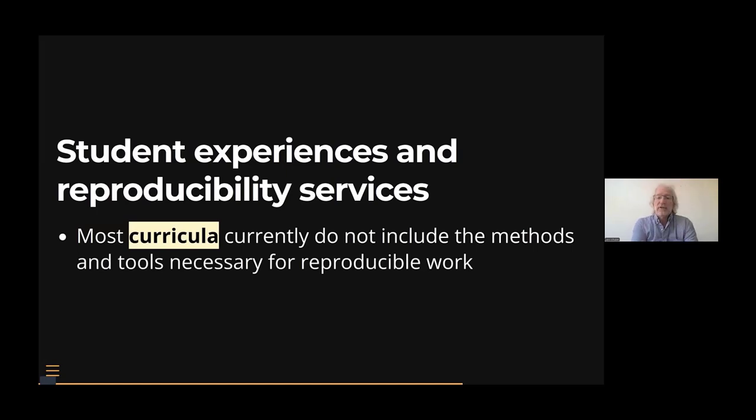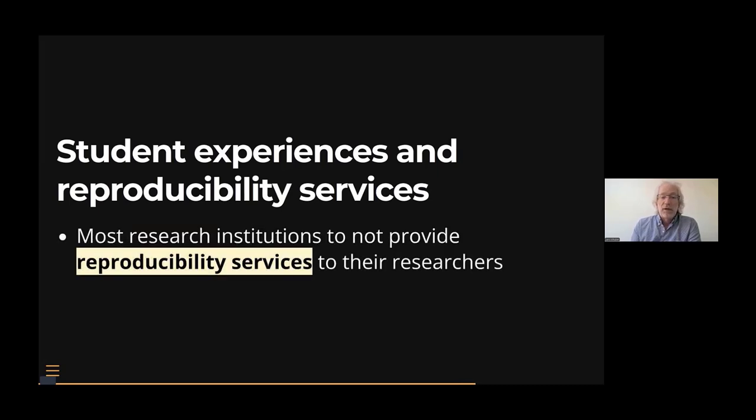But most curricula actually don't include the methods and the tools necessary for fully reproducible work. Like I said, they're not actively programming in this class, but they are conducting reproducible work because we need to show what we did. And all of those methods and the mindset necessary to do that were something they experienced as part of their internship in the summer, and that hadn't been conveyed throughout their curriculum, right?